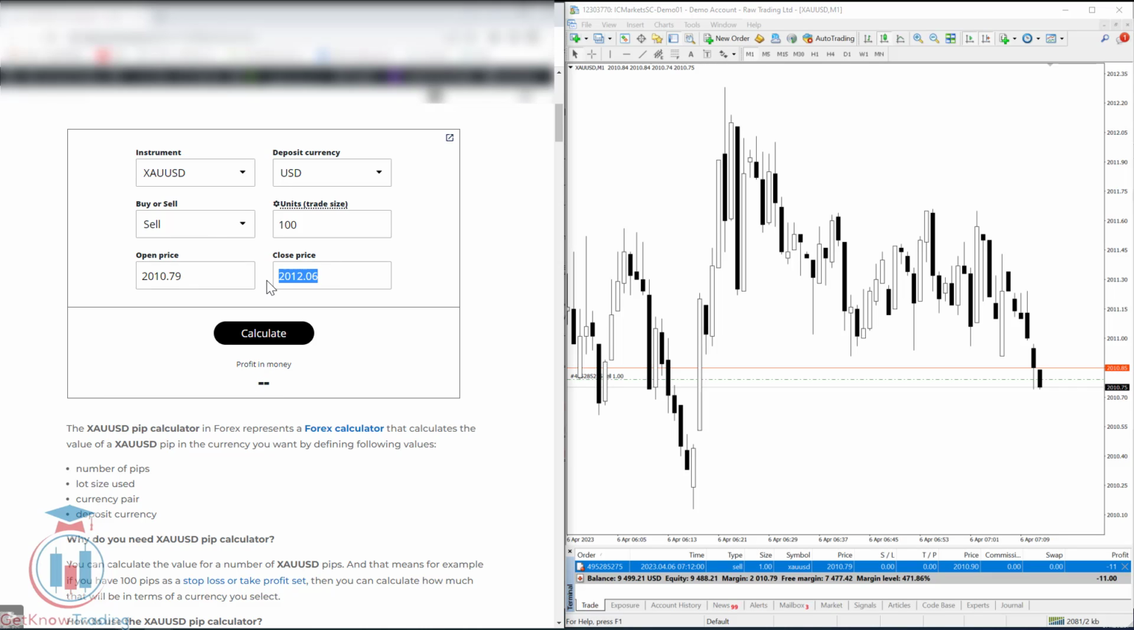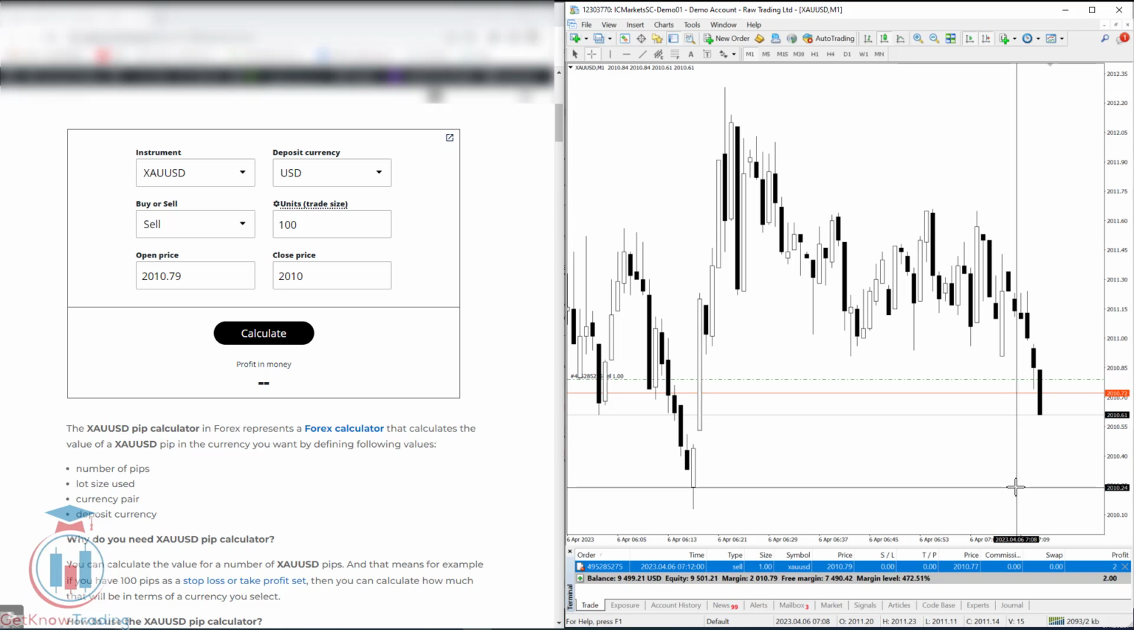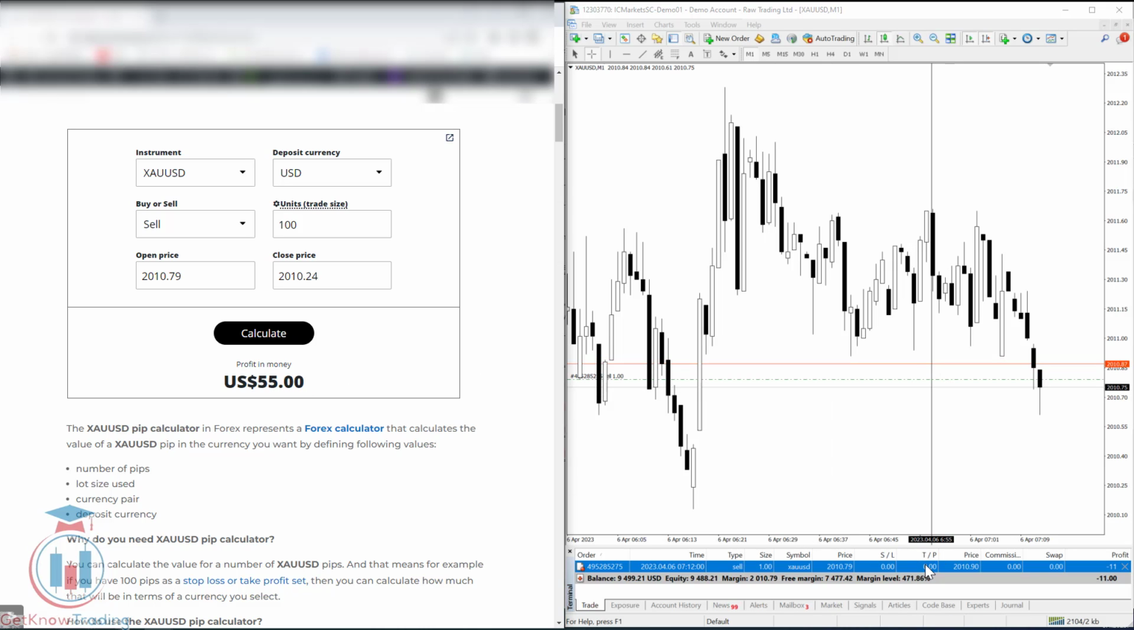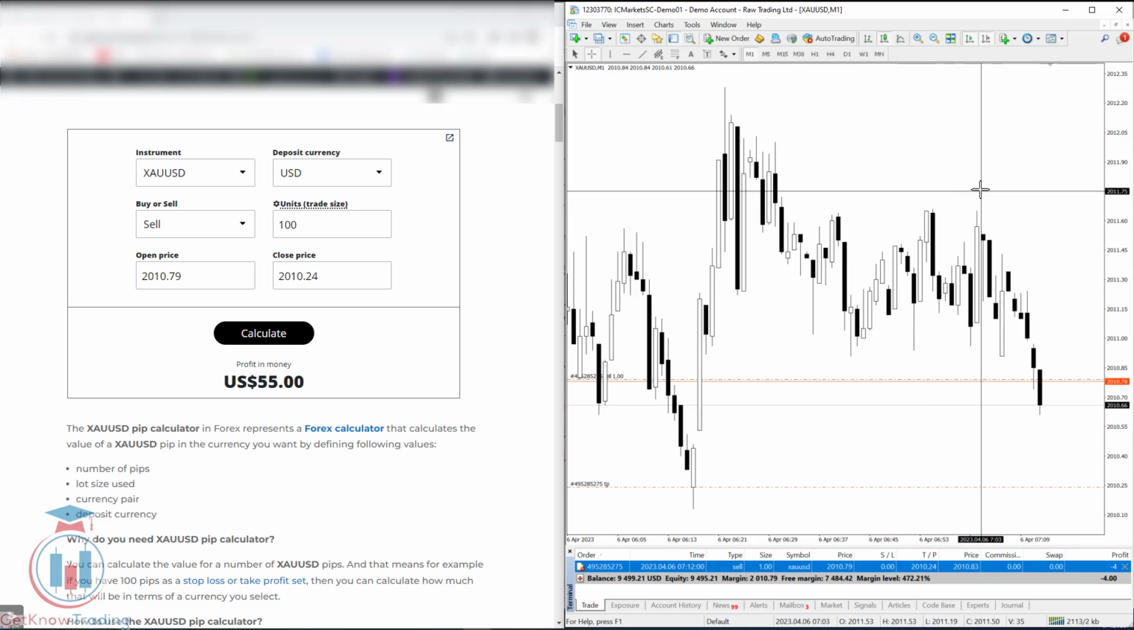Let's put a close price of 2010, for example. Let's go to the trading platform and put 2010.24, and click calculate. This would be equal to $55 of profit. Let's change this on the trading platform and put the stop loss, take profit to 2010.24. Click modify, and this is okay.